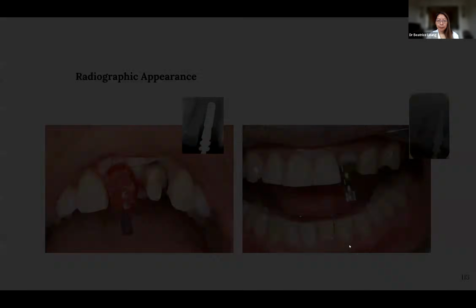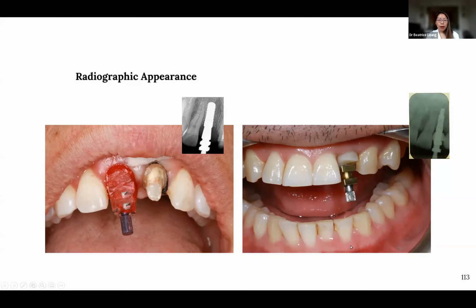Okay. So just be aware the radiographic appearance of your customized impression coping depends on the material you use. For GC resin, it's going to show up radiolucent. If you use composite resin, then it might show up as radio opaque.